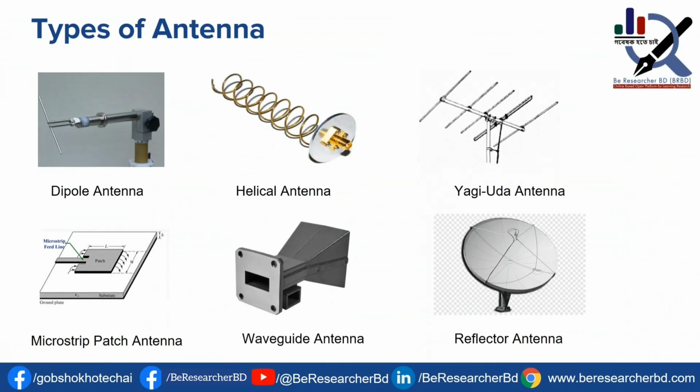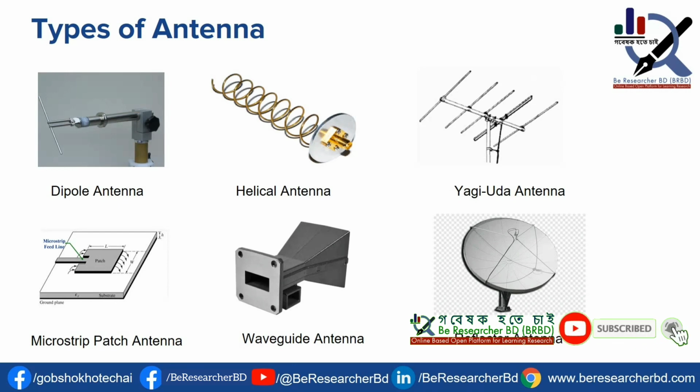There are many types of antennas available nowadays. Here we see some basic types of antennas, including the dipole antenna, helical antenna, and Yagi-Uda antenna, which is known as TV antenna to most of us, the microstrip patch antenna, the waveguide antenna, and the reflector antenna, which we know by the name of the dish antenna.